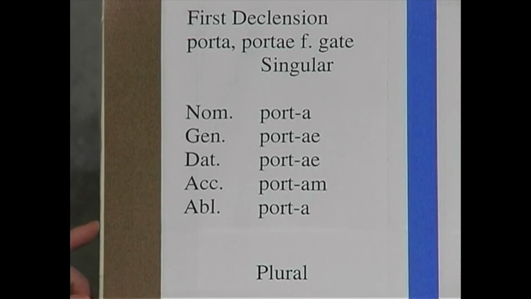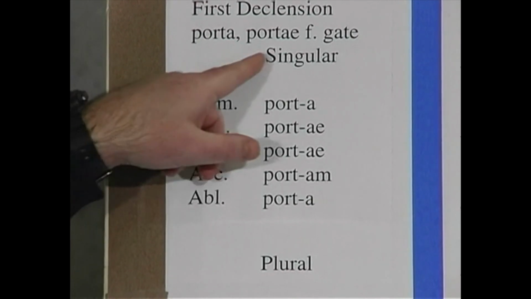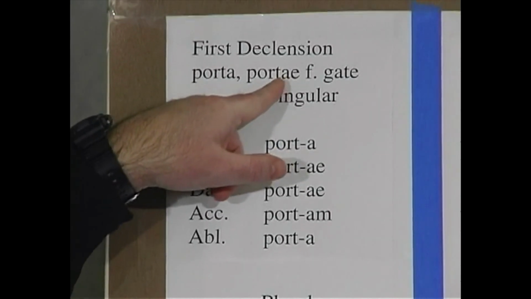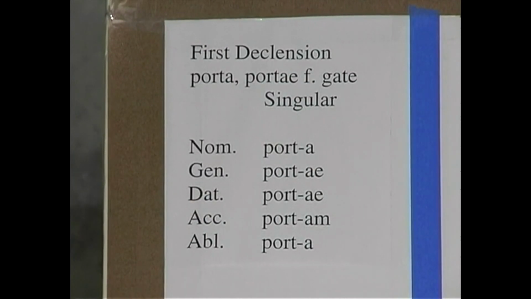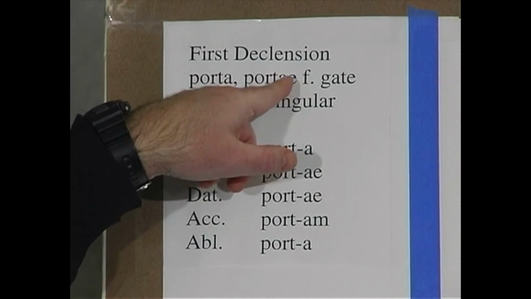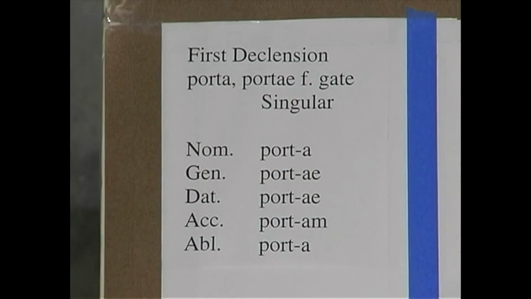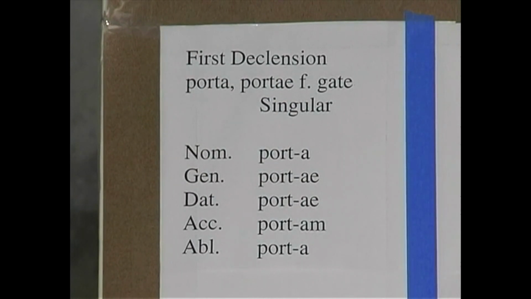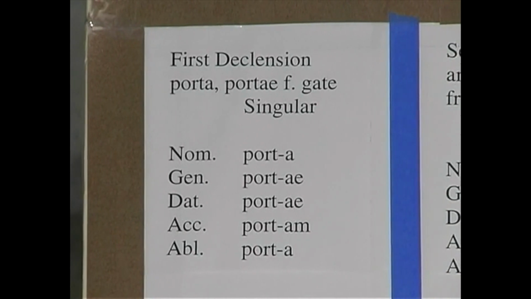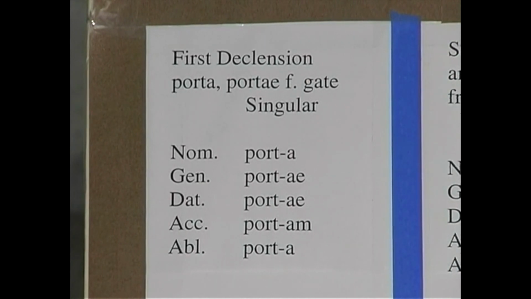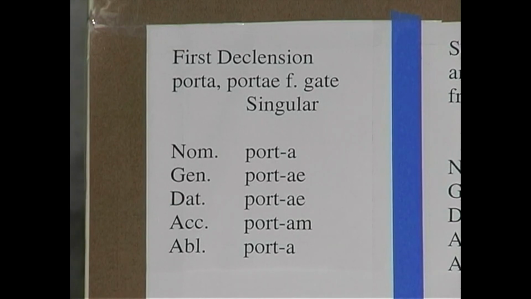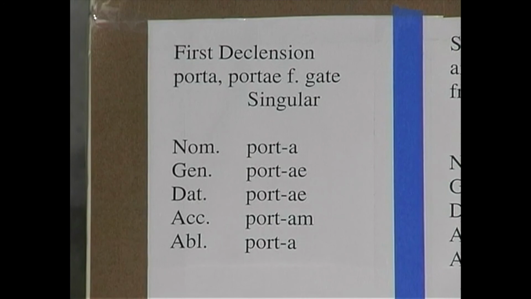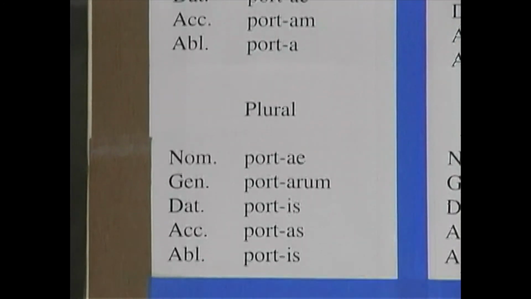The base of the noun is found by going to the genitive singular and dropping off the ending. So, portae, drop off the AE there, and you've got the noun base, port. Then you add the declension endings to form that noun in its declension. Once again, the first declension endings are a, ae, ae, am, a, arum, is, as, is.